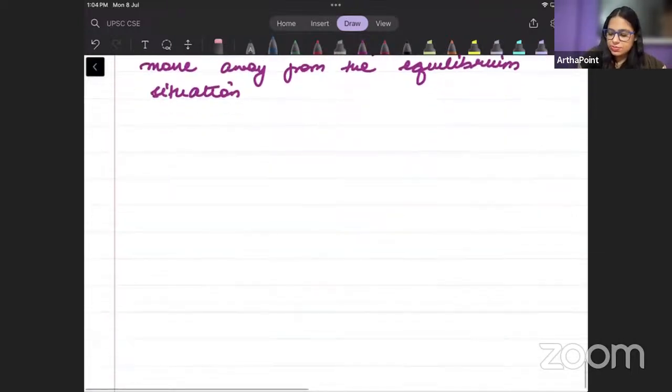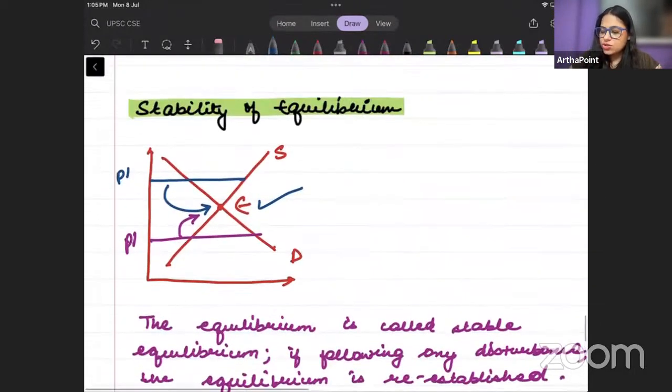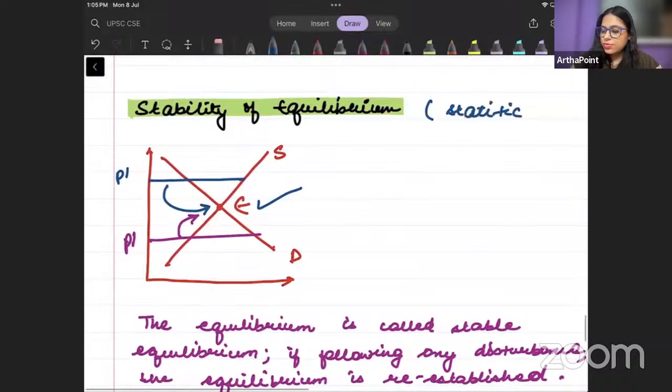Let's take some examples, beta. Right? Before I take an example, I just want to highlight here that there are two kinds of stability of equilibrium that we talk about. One is called static, one is called dynamic. So whatever stability conditions we are doing as of now, these are static equilibrium. Static.